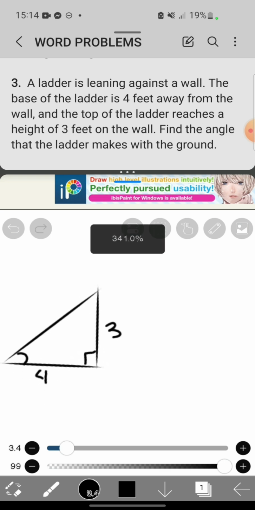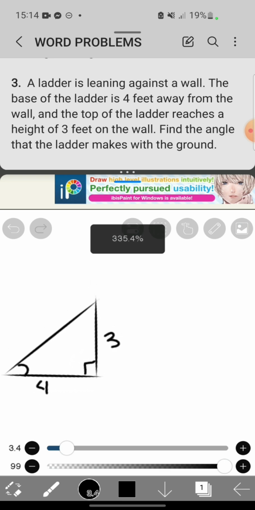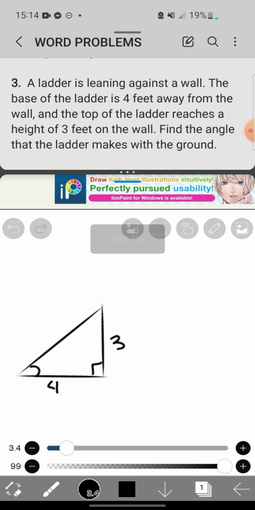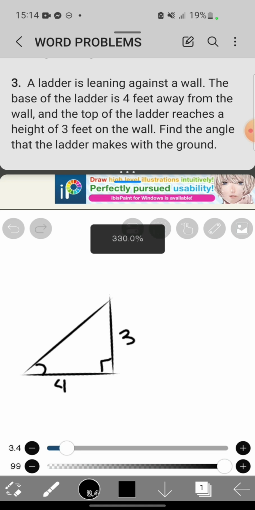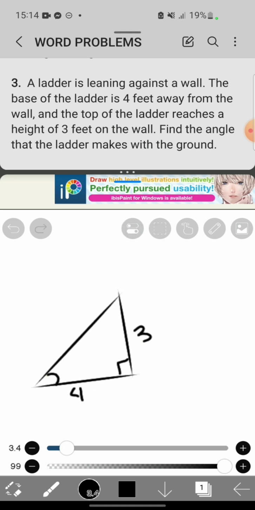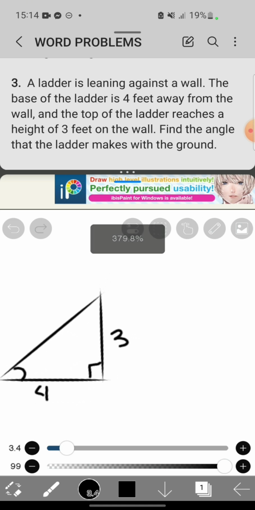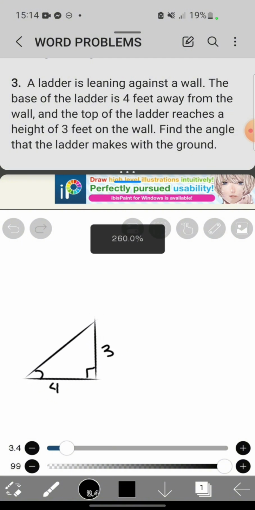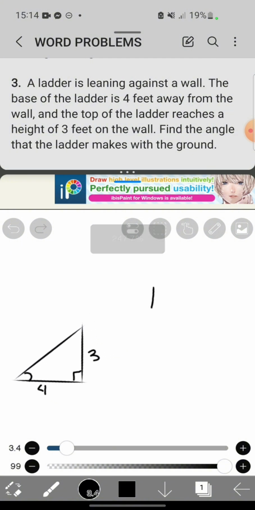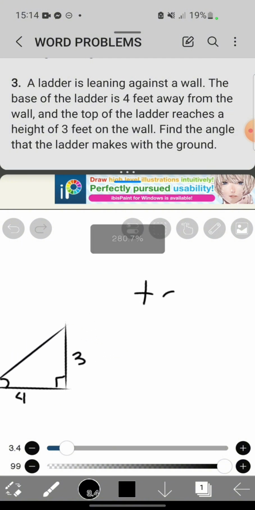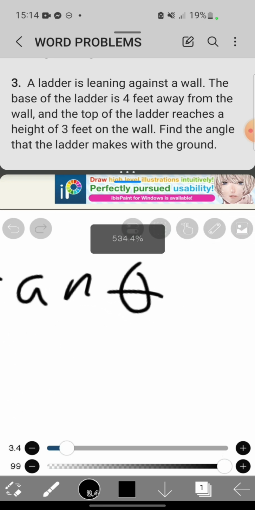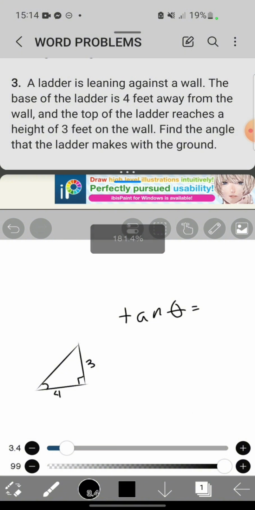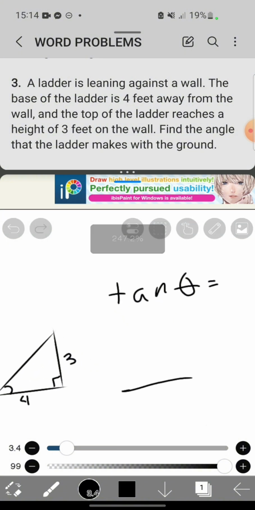So like problem number 2, we can use SOHCAHTOA on this problem. So we have the opposite and adjacent, so we just have to use the TOA. So tan theta is equivalent to the opposite of 3 and the adjacent is 4.